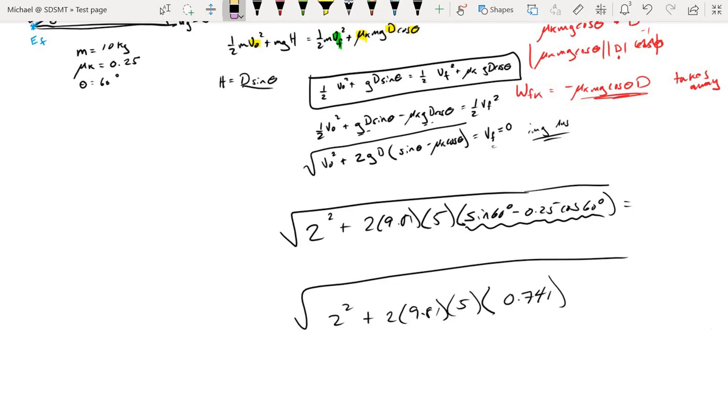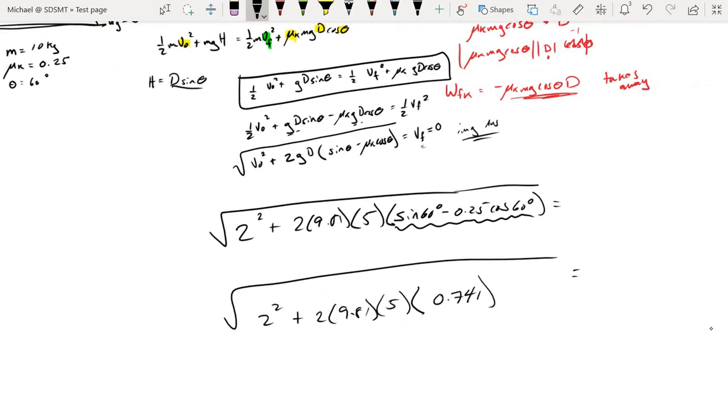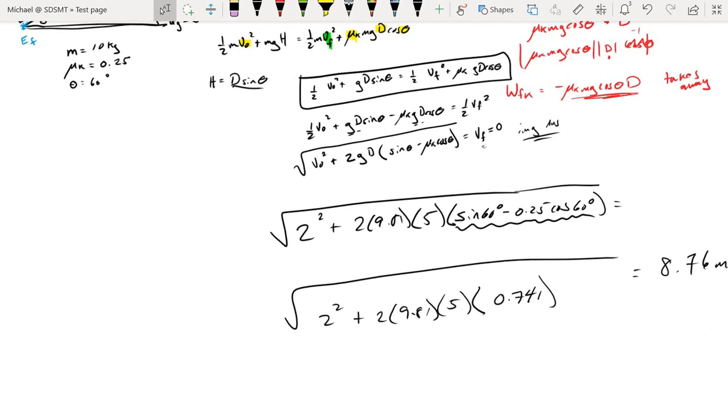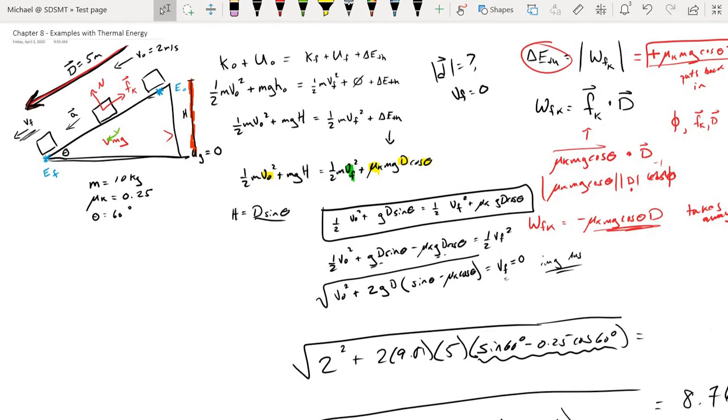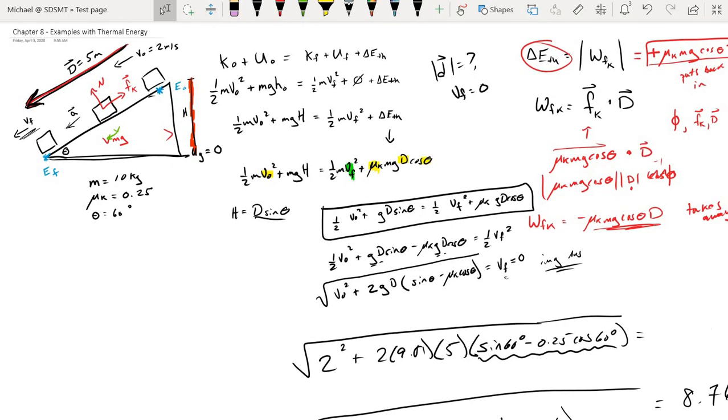And I am getting an answer equal to 8.76 meters per second. Okay. Oh, so we have our velocity at the bottom of that incline. What else could we do?